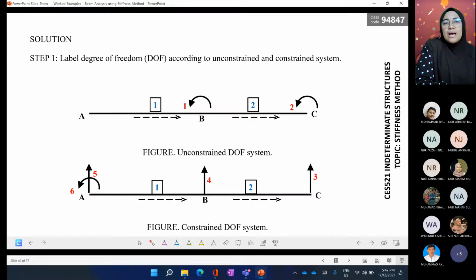Then only we have the unknown reactions. Unknown reactions we label as 3, 4, 5, 6, meaning the unknown reactions Q. So we will have Q3, Q4, Q5, Q6. Q3 is equivalent to CY, Q4 equivalent to BY, Q5 equivalent to AY, and Q6 equivalent to MA.